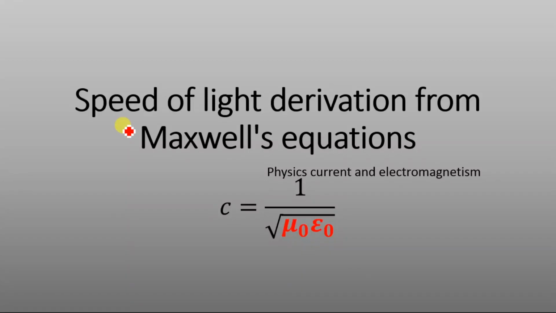Hello, today we will determine the speed of light using Maxwell's equations. We will derive this equation. In this equation, c represents the speed of light and this is equal to 1 over the square root of mu naught epsilon naught. Mu naught and epsilon naught both are constants. Mu naught represents the permeability of free space and epsilon naught represents the permittivity of free space.